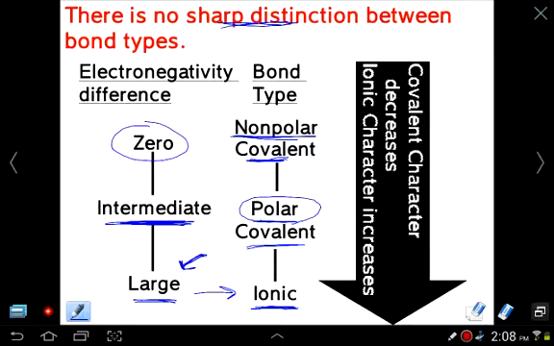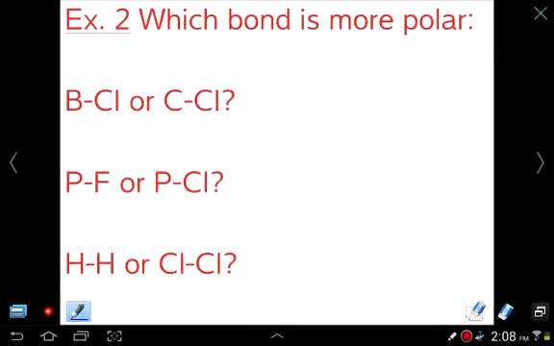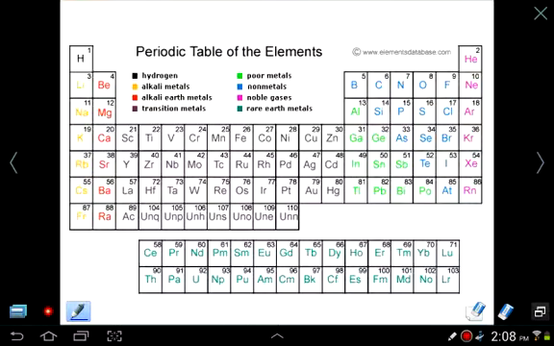In general, metals and nonmetals fall in the ionic range. All nonmetals in general fall in the covalent range. So let's take a look at these. We can ask the question, which bond is more polar? Here we're just looking at the bond itself between the two elements. So you have BCl versus CCl. Let's consult your periodic table.